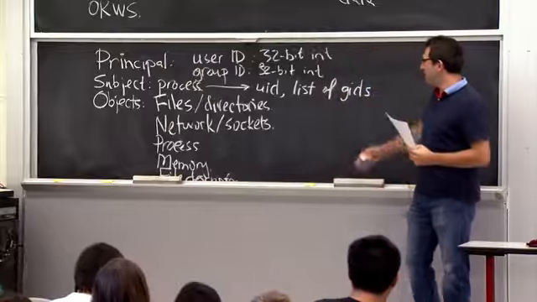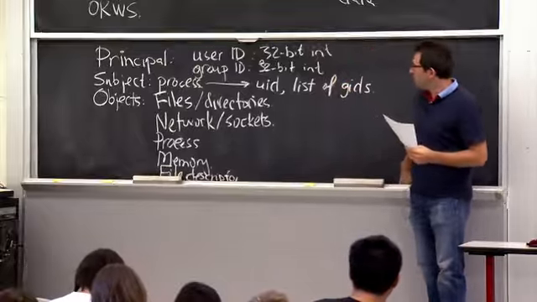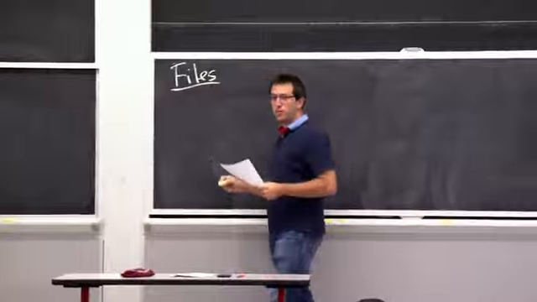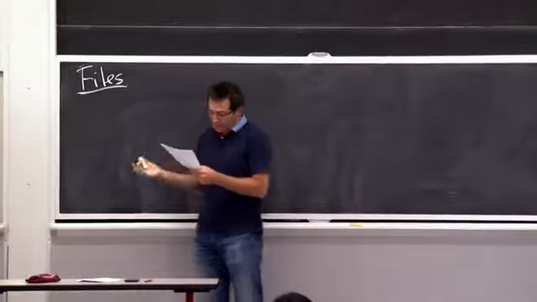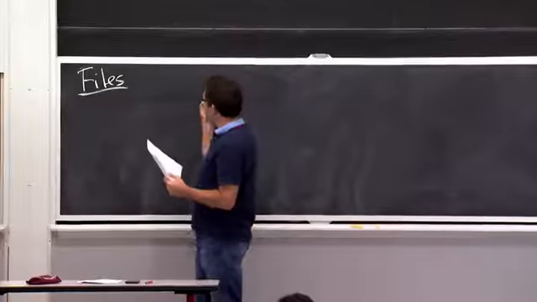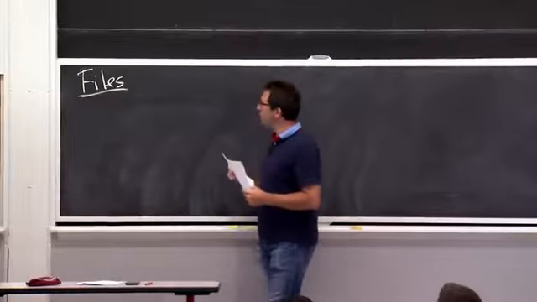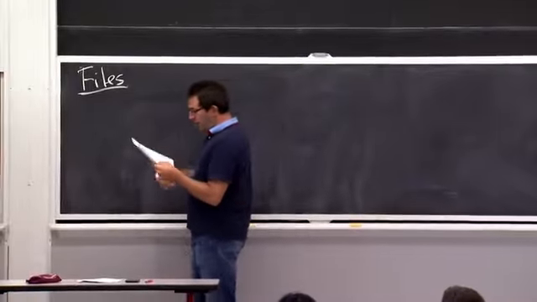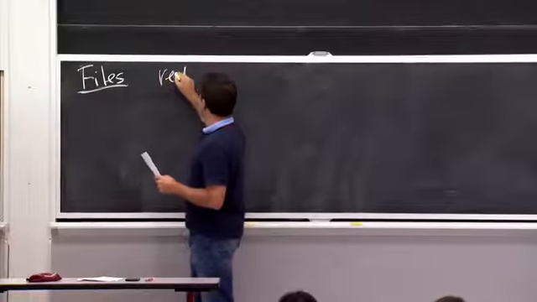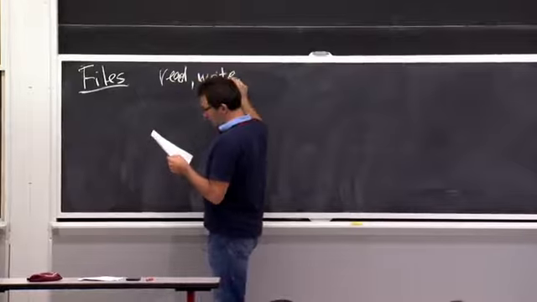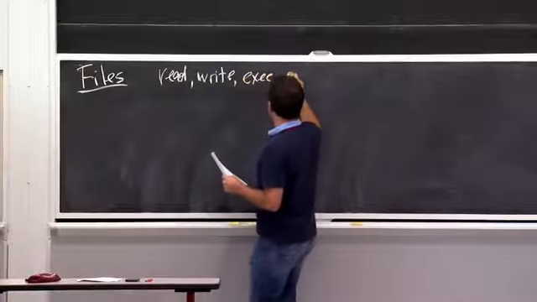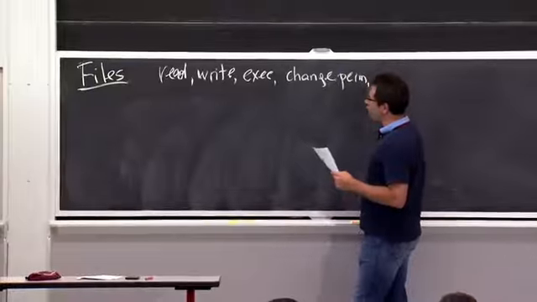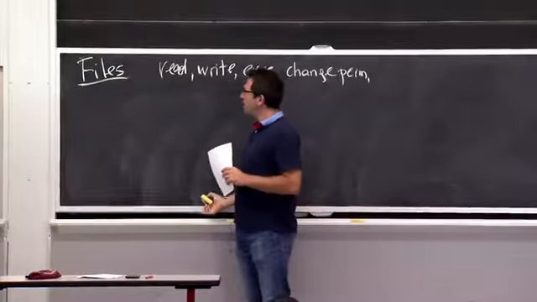So now let's talk about files, directories, and other kinds of objects. So what happens with files? So how do Unix permissions for files work? Well, in Unix, every file has, well, actually, maybe a better way to start is to think of what operations we care about. So for files, things are relatively straightforward. For files, you probably care about read, write, maybe things like execute as well, change permissions, maybe change other security properties.